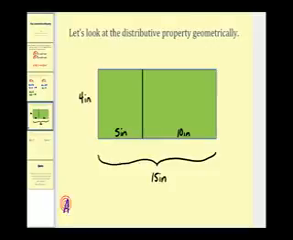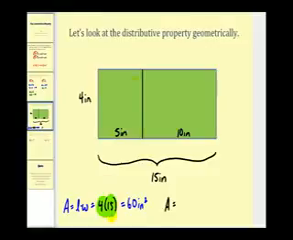We know the area of a rectangle is length times width. So this larger rectangle has the dimensions of 4 inches by 15 inches, which means the area would be 4 times 15, or 60 square inches. Now just to illustrate the distributive property, we could take this product here, which represents this area in green, and write it as 4 times the quantity 5 plus 10 instead of using 15.